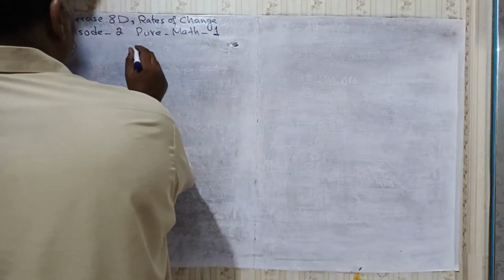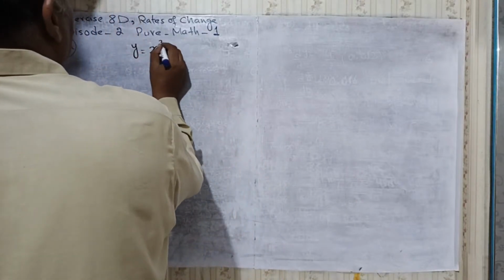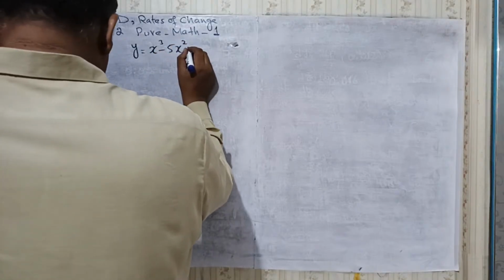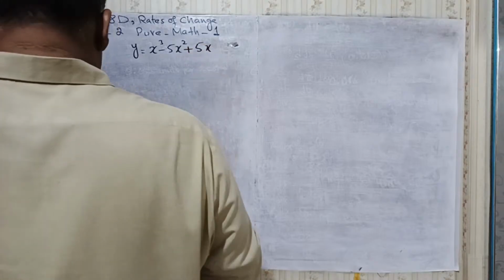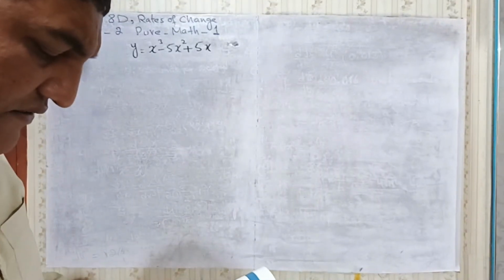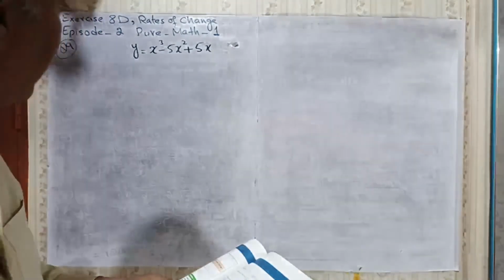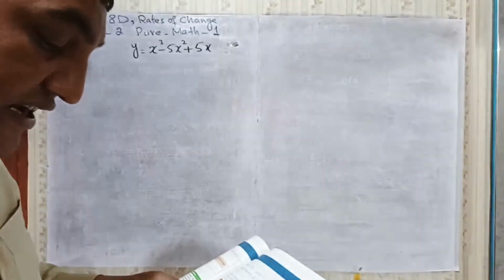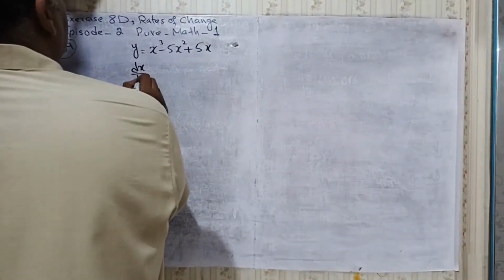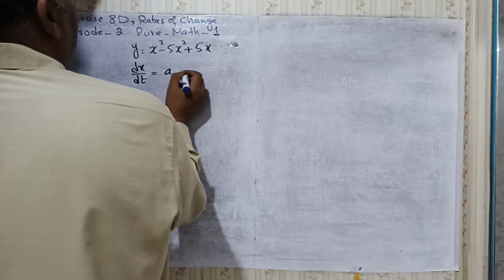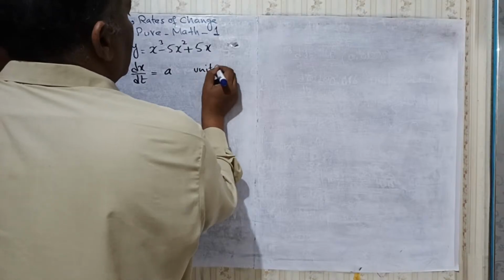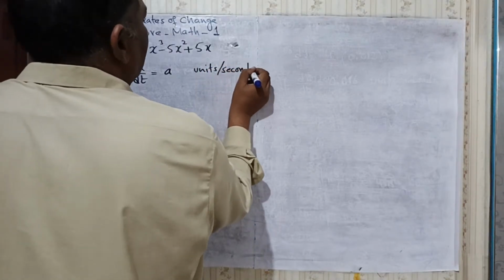He says y is equal to x cubed minus 5x squared plus 5x, and a point P(x, y) travels along the curve y equals x cubed minus 5x squared plus 5x in such a way that the rate of change of x is constant. So dx by dt, we don't know what that rate is. Let me call it a units per second. It is not given what the rate is. It says constant.